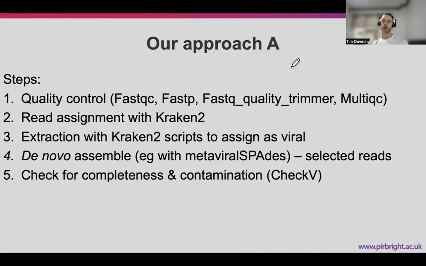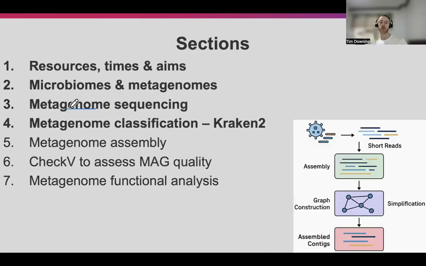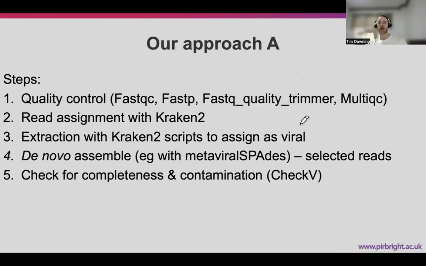We have one approach that we're focusing on initially here. We can do QC, which we covered in labs before, but is important if we're looking at any new sample. We'll focus here on read assignment with Kraken 2 and extraction with the Kraken 2 Python scripts to assign contigs as viral. In lab 2, we'll look at de novo assembly methods and checking for contamination with CheckV. So that's approach A, which pivots on Kraken 2 and then de novo assembly and subsequent analysis.